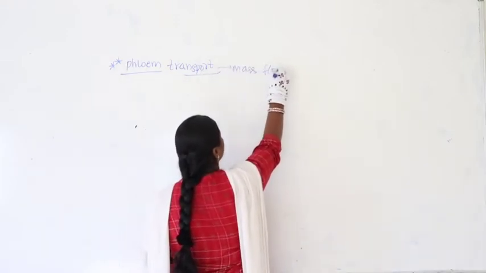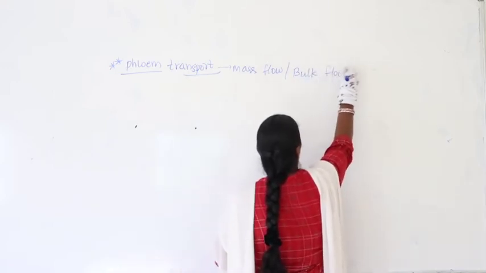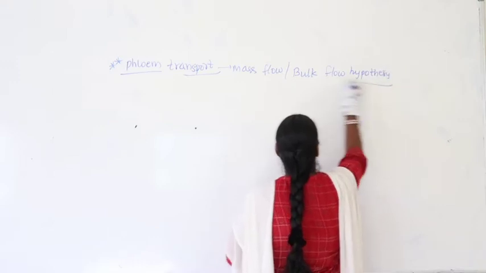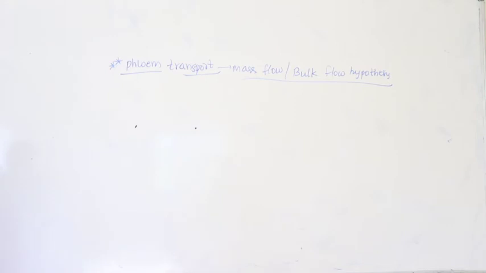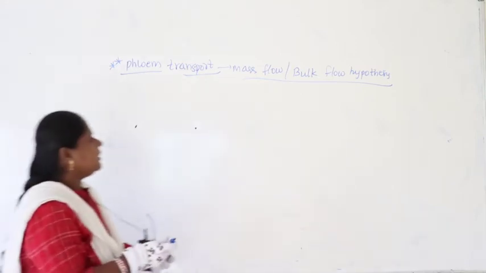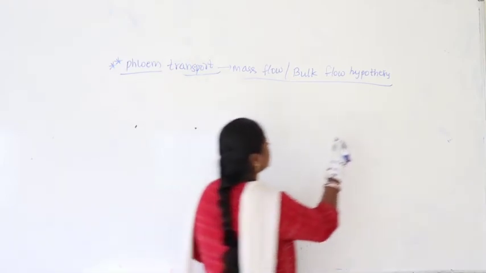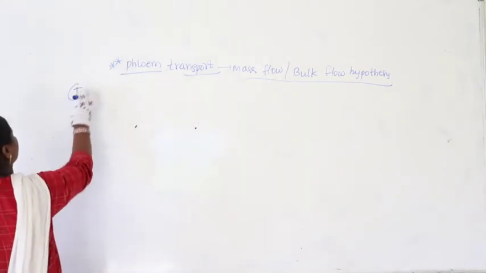It is called mass flow, or it is called bulk flow. Bulk flow hypothesis. So we have studied what is called mass flow, or bulk flow, or this is also called en masse. So if you look at this, what is the first step we need to talk about?